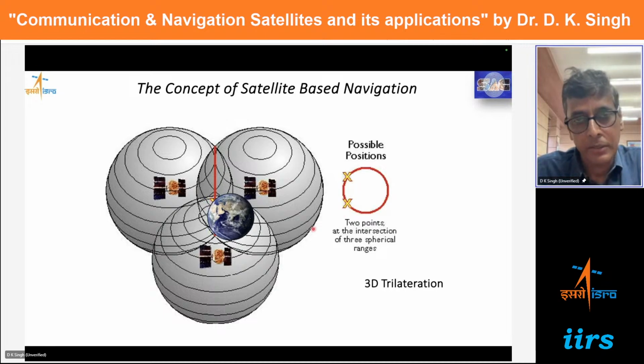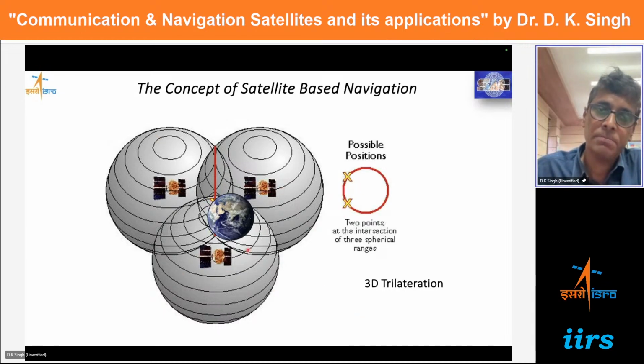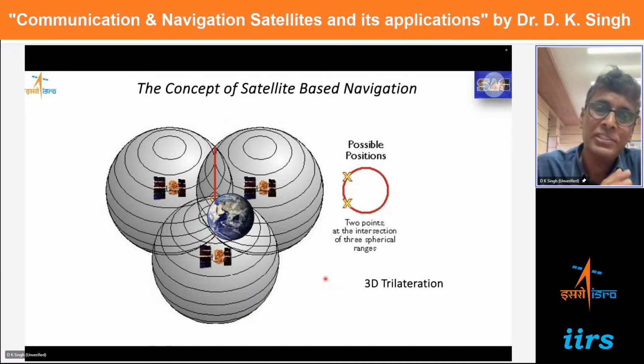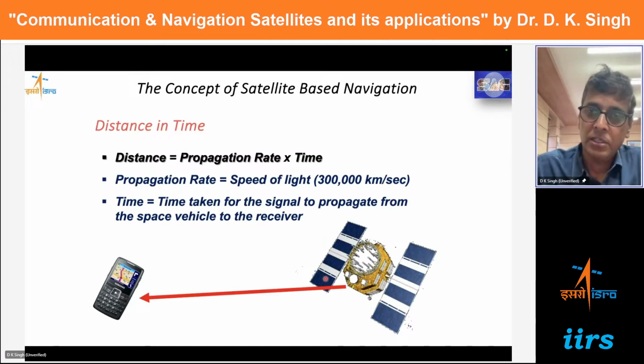So the whole satellite navigation system works on the principle of measuring the distance from three known satellite locations. For the distance, you don't have any tape to measure. You don't have any laser ranging to do that from the cheap receiver in your cell phone.